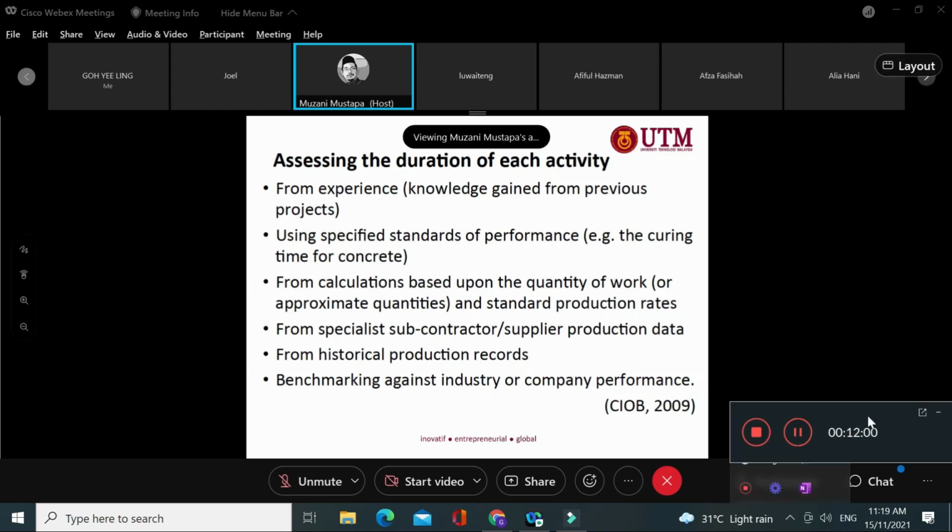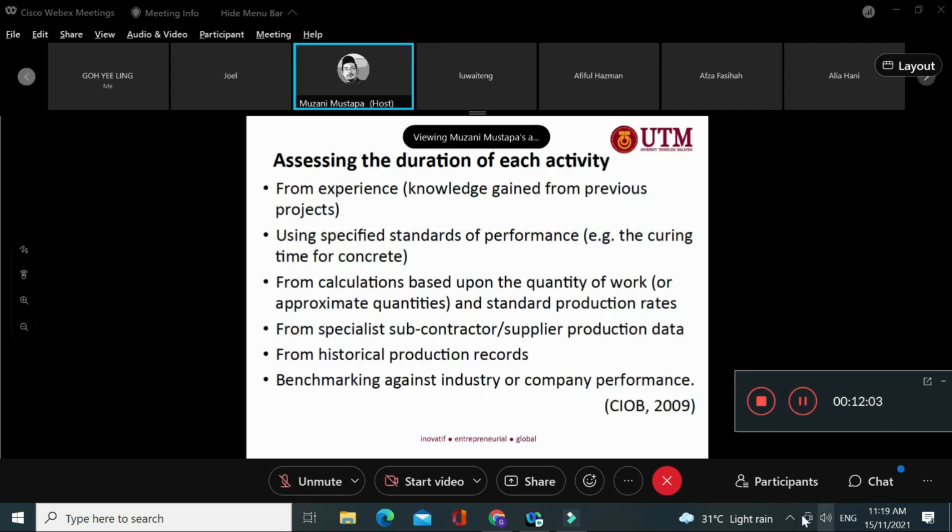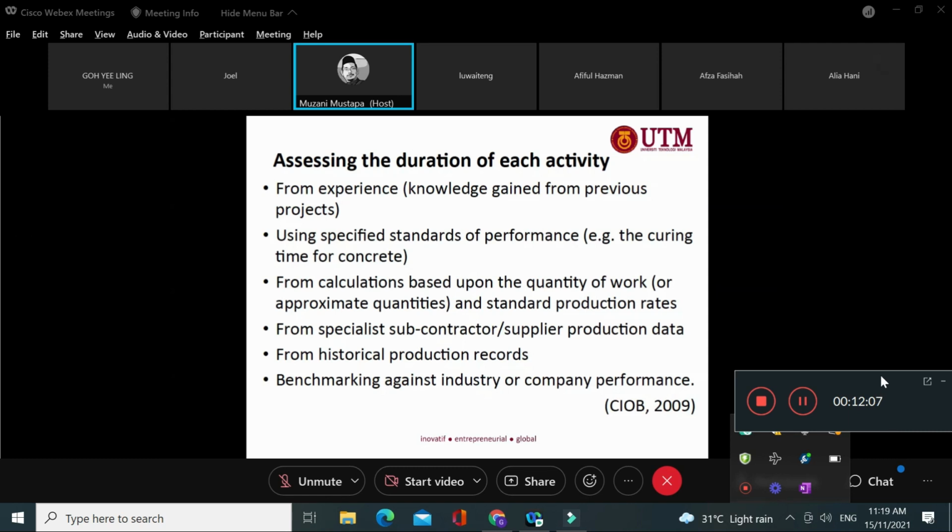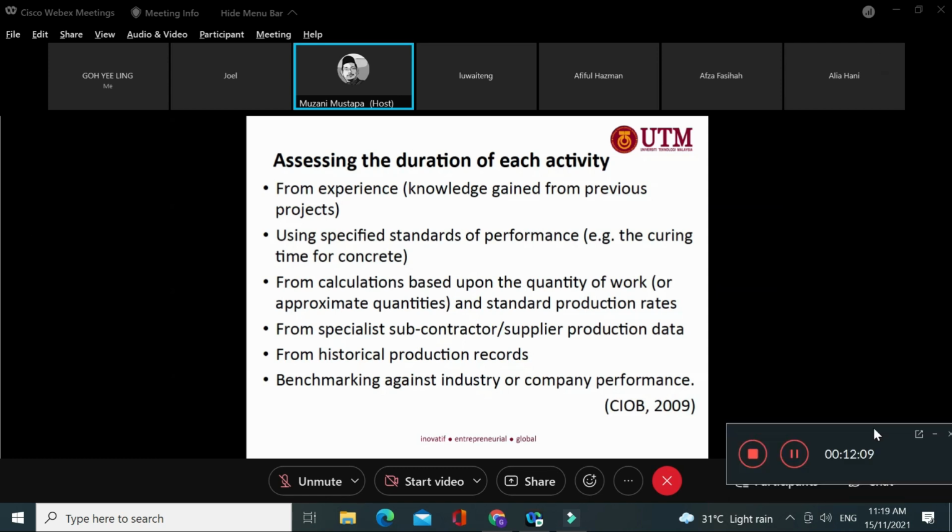For example, sometimes for this particular project, size 1 story, for concreting, for piling, for footing, maybe it takes about 1.5 weeks to do the concreting and everything, right? After that, waiting for another step, so we have to wait another 1 week, for example, like that, right? And then another basis for the planner or for the contractor to assess the duration of activity is based on the standard of performance.